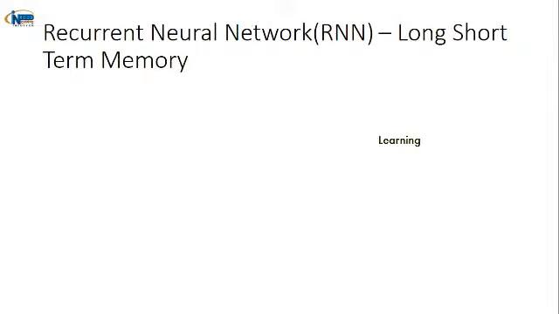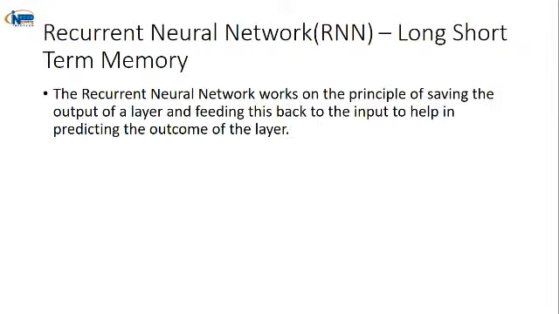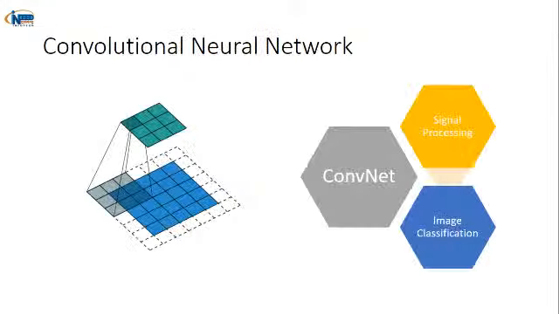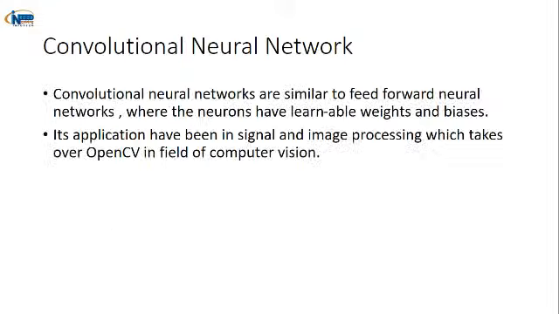So it will have a bigger memory, but that memory will be for short term. But it will store the data so that it can basically produce the output. So this is the special feature in case of RNN, recurrent neural network. Another type is convolutional neural network. These are similar to feed forward neural network. Feed forward is the basic neural network which we had discussed.